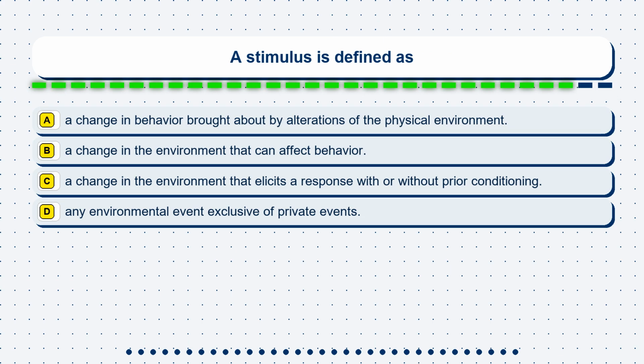Question 3. A stimulus is defined as: Option A, the change in behavior brought about by alterations of the physical environment. Option B, a change in the environment that can affect behavior. Option C, a change in the environment that elicits a response with or without prior conditioning. Option D, any environmental event exclusive of private events.